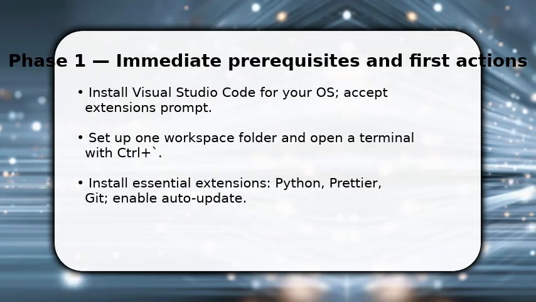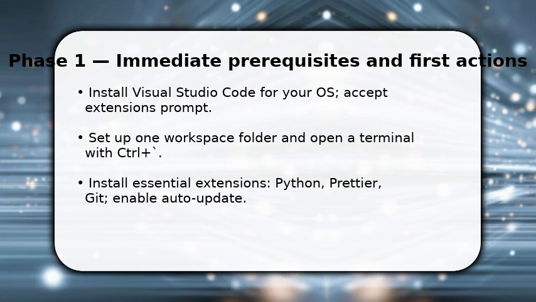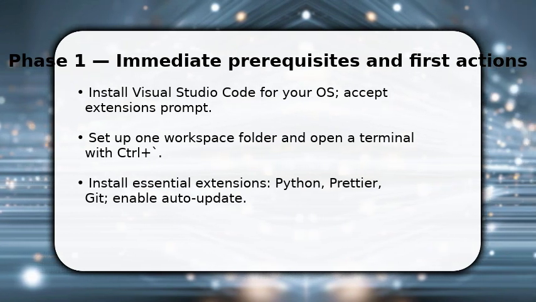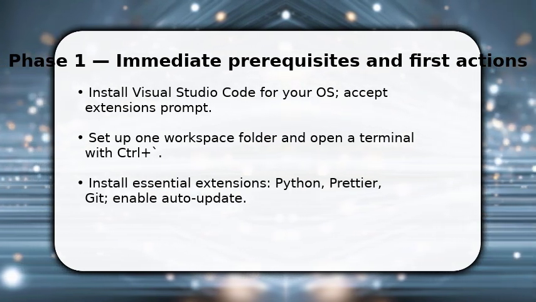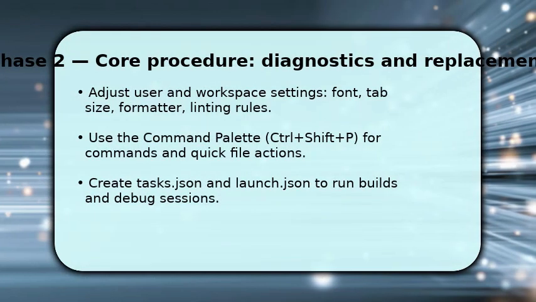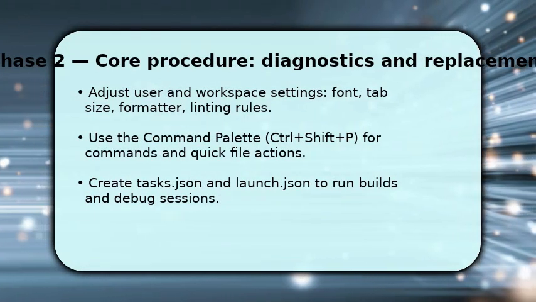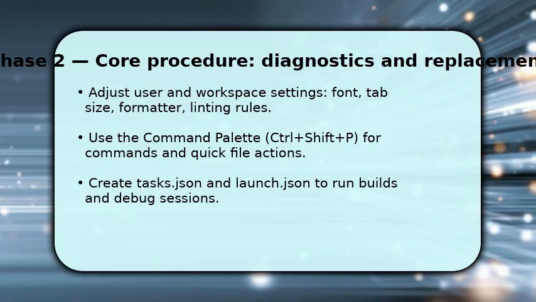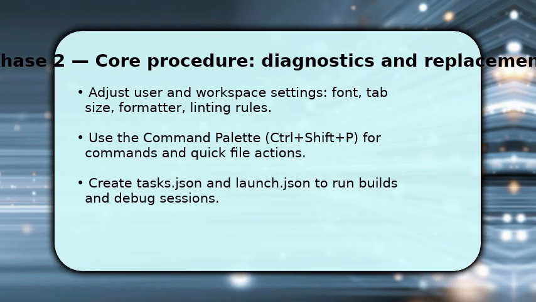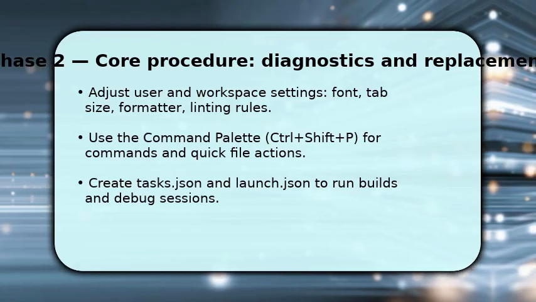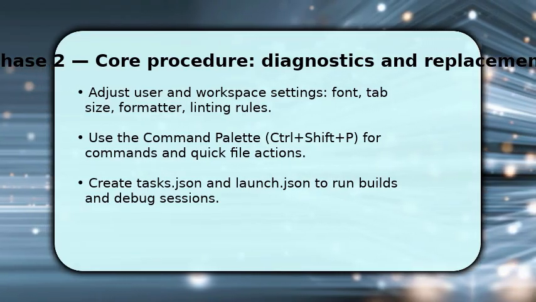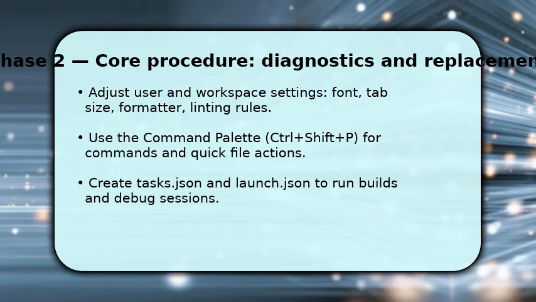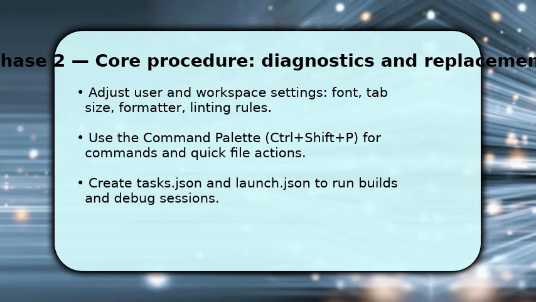You will jump into Files next, so open a key project file now and pin the Explorer view for quick navigation as you proceed. You now configure the editor for efficient coding. Open Settings and tune font, tab size, formatter, and linting rules. This ensures consistent style across the project. Once done, use the command palette with Ctrl+Shift+P to run commands, open files, or change language mode quickly.